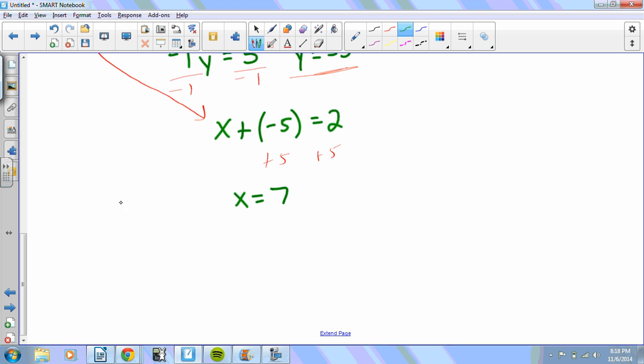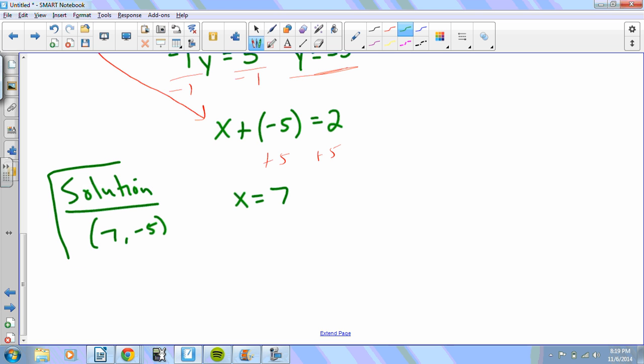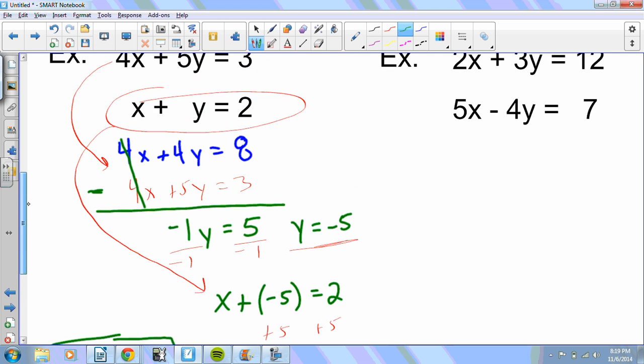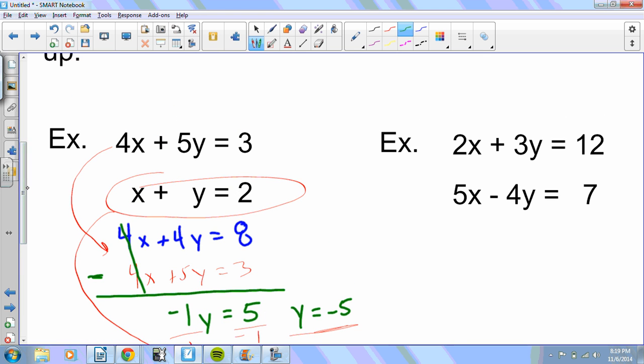So I have my ordered pair. My solution, once again: I now have an x value, which is 7, and a y value, which was negative 5. And that's my answer to that. Okay, so in that particular one, we multiplied one of our equations. Now let's look at a problem where nothing really matches up.